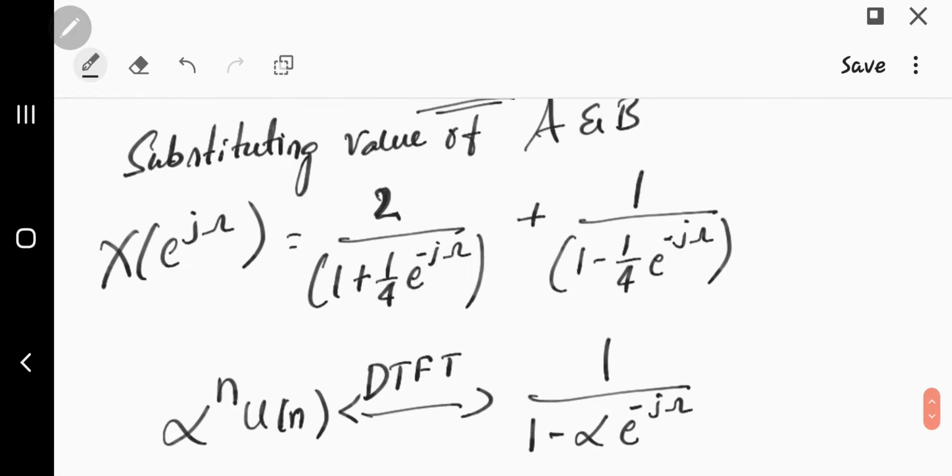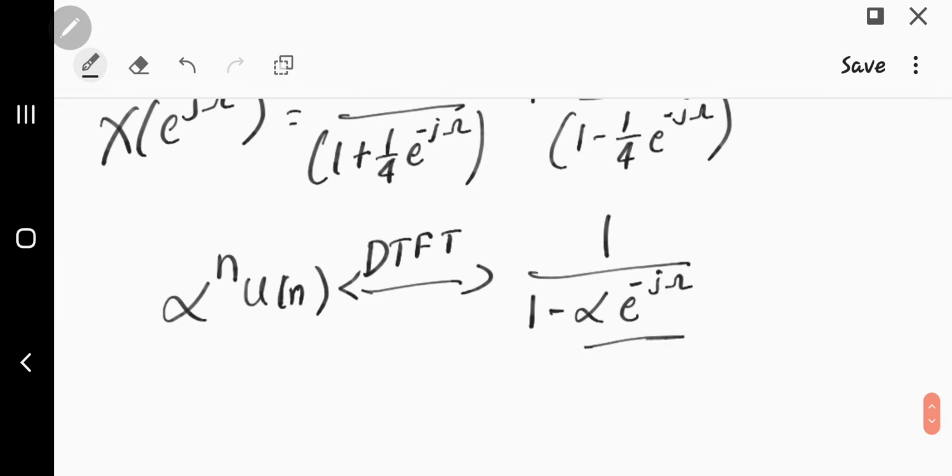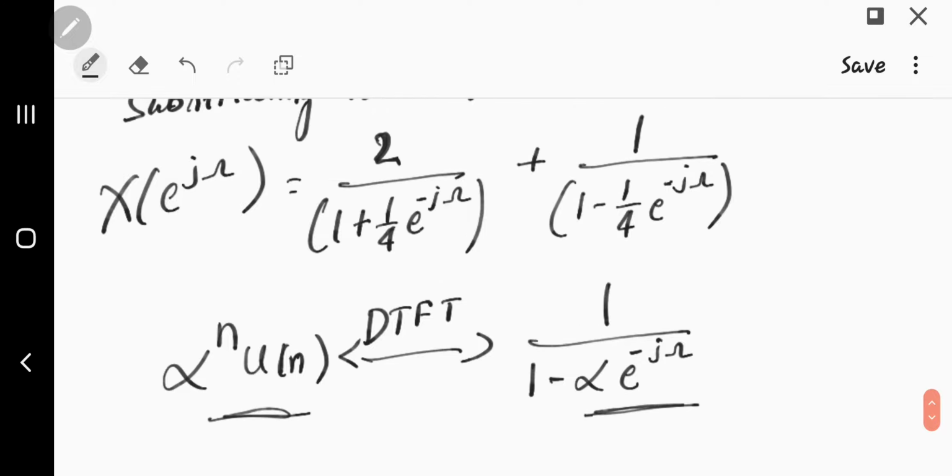That means after this part we have to take inverse DTFT for X(e^{jω}) to get x[n]. Now if you observe this, both the denominators are very similar to this, except the numerator: you have 1 here, we have 2 here, so that is not an issue. So the denominator looks similar to this. That means our x[n] will be in the form of α^n u[n], where the α value might differ from one signal to another.